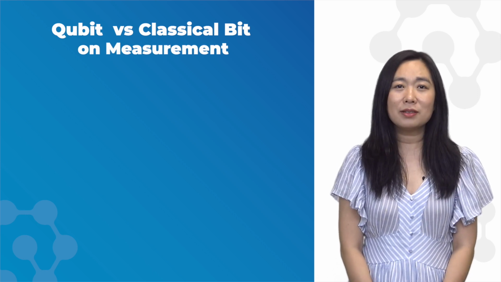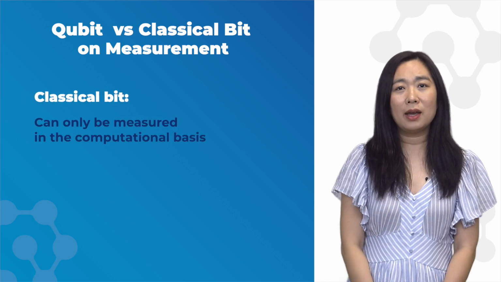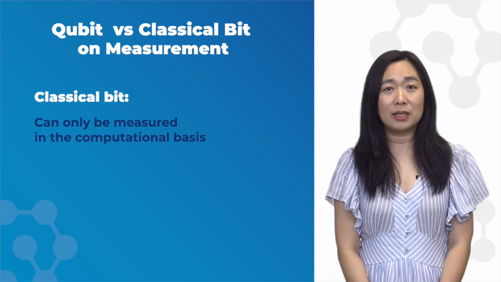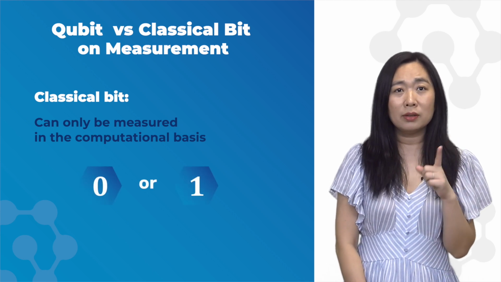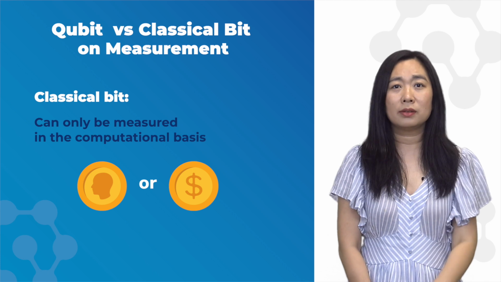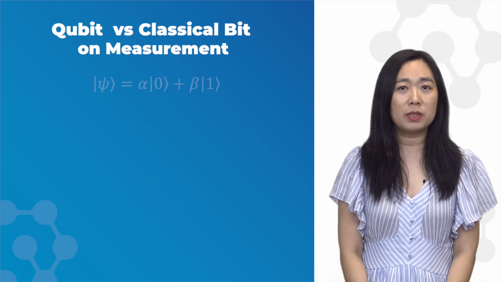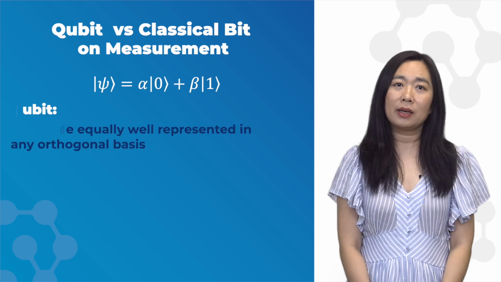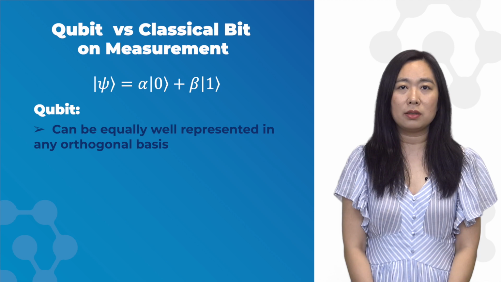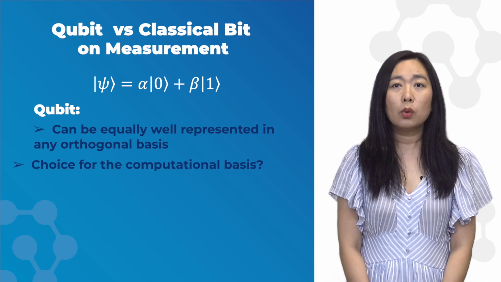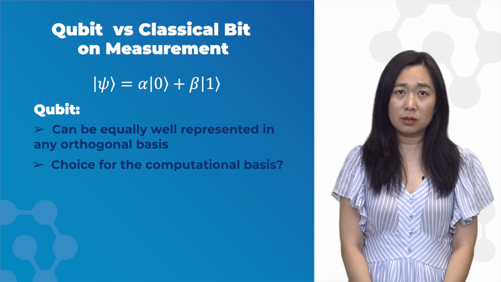Next, let's consider other differences between a qubit and a classical bit regarding measurements. A classical bit, such as a coin, can only be measured in one basis. That is the basis the classical information is carried in: 0 or 1, head or tail. By contrast, a qubit can be in any superposition state and can be equally well represented in any orthogonal basis. Then, which basis should we use as the computational basis?